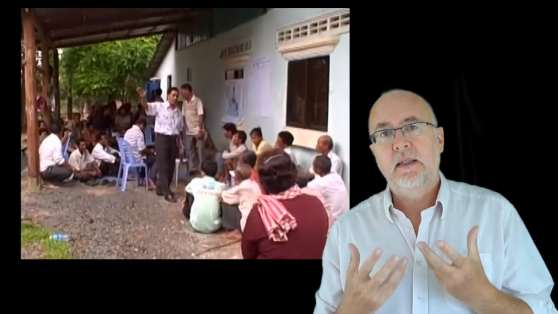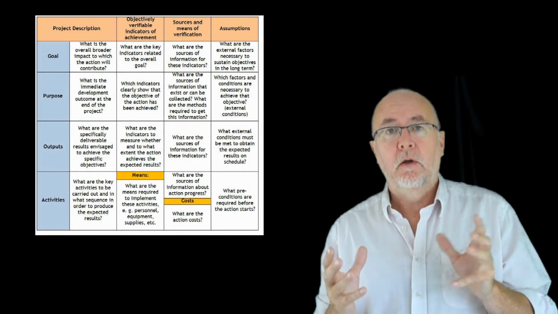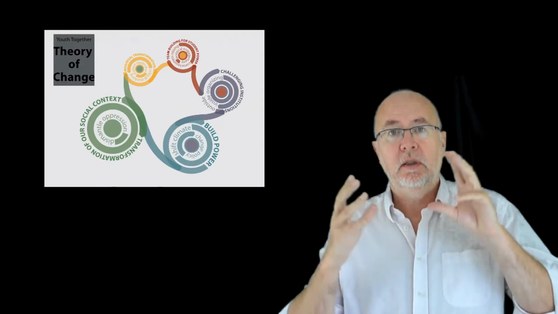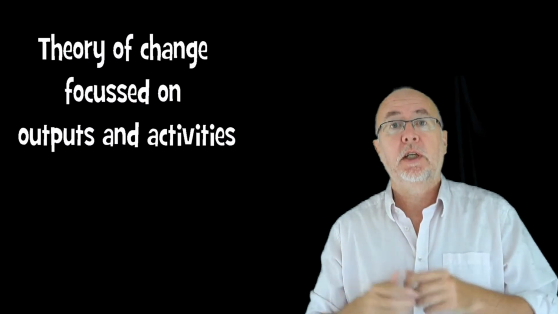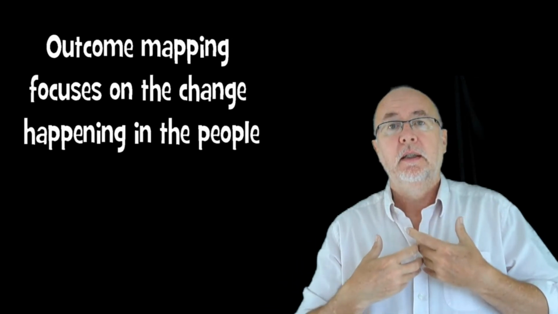I hope at the beginning of this series I communicated clearly enough that actually outcome mapping is a different way of thinking about your program. It's about thinking at it from a different angle to some of the more conventional techniques of log frames and theory of change, and focusing that theory of change on outputs and activities. Outcome mapping is all about focusing on the change, what change is happening in the people. Therefore, when we come to monitoring and evaluation, it's actually a no-brainer.